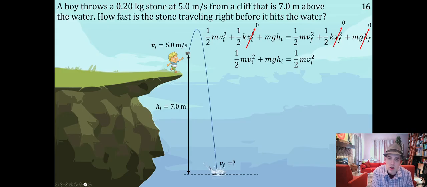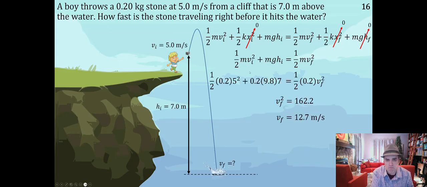Well, we have all of our numbers here. Let's go ahead and plug it in. The mass is 0.2. The initial velocity is 5. The mass is 0.2. g is 9.8. The initial height is 7, right? 7 above the ground, or above the water in this case. And our mass is 0.2, and the final velocity is what we'd like to know. So we just have our equation with numbers. We simplify it down, and we arrive at 12.7 meters per second for our final velocity.